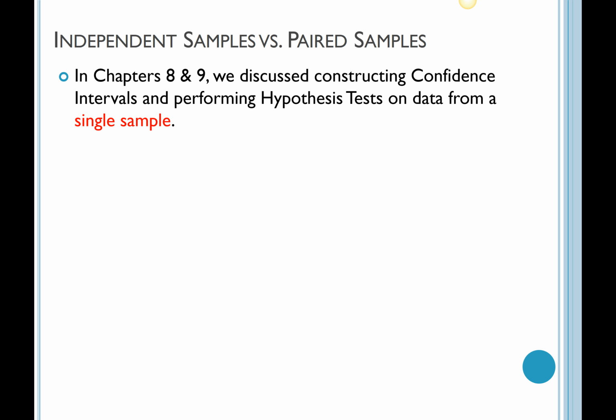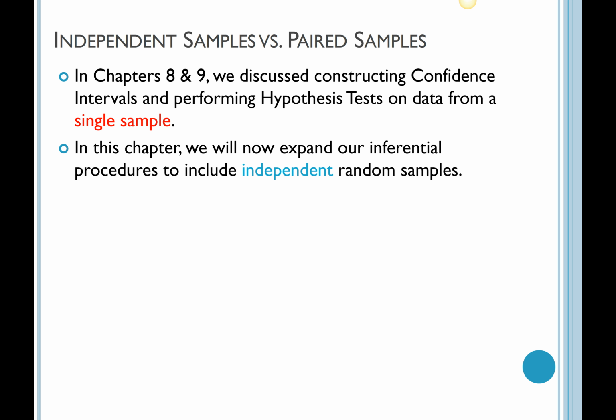First, we need to discuss the difference between independent samples and paired samples. So this is going to be a big difference. So remember in Chapters 8 and 9, we discussed constructing confidence intervals and performing hypothesis tests on data from a single sample. So we usually had just one sample that we were discussing. Sometimes with a matched pairs t-test, we would pair data together, but still it all came from the same sample.